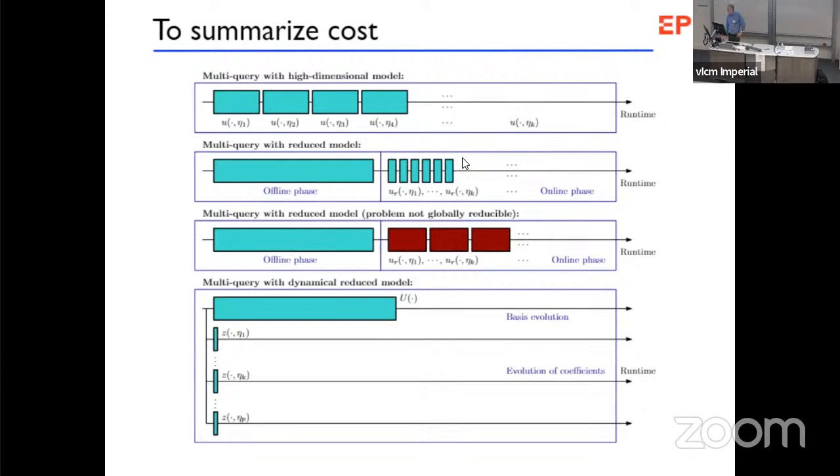Now, if it's a transport problem, you can still generate your basis using a symplectic structure, whatever it is, but the basis is very large, typically. So you will gain something, but you will gain less. And the idea now is to do that with the dynamically reduced model. You have to work a bit harder to begin with to get the right basis that evolves, adapts, all these sorts of things. But then the cost of evaluating the solution is very, very low. And then you have achieved the goal. This is the idea of a reduced order model.